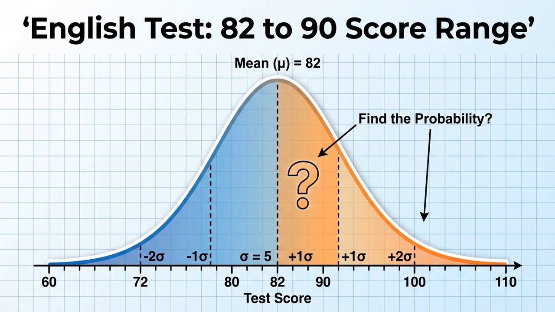Okay, let's say we give an English proficiency test to 1,000 incoming college freshmen. The scores follow a normal distribution with a mean of 82 and a standard deviation of 5. What's the probability that a student scores between 82 and 90? We could integrate under the normal curve from 82 to 90. Good luck with that. Instead, we'll use the standard normal distribution.